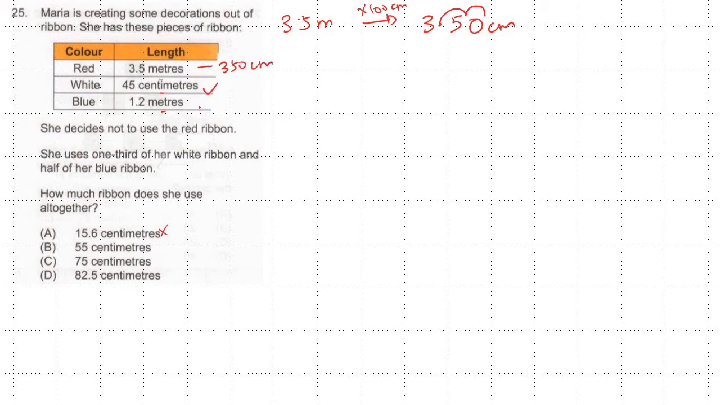For this one it is okay. So this one is what? 120 centimeter. So it says that she used 1/3 of her white ribbon. 1/3, so 45 divided by 3, right? Because 1/3. And then half of the blue ribbon, so it's 120 divided by 2. After doing all the calculation, you will have 15 add 60, which will be 75 centimeter. So it will be this answer.